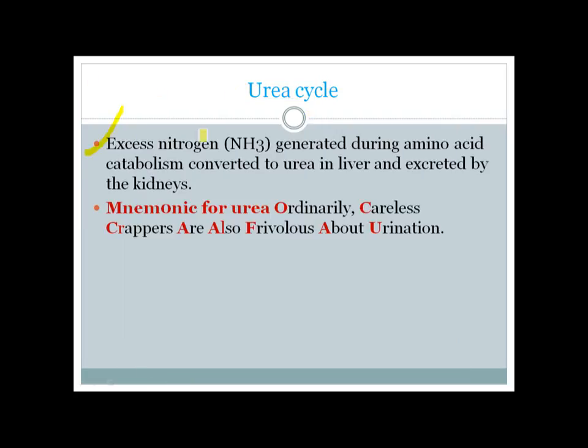So the urea cycle is a process where the excess nitrogen generated during amino acid catabolism is converted to urea in the liver and excreted by the kidneys. And the mnemonic for the urea cycle is: Ordinarily Careless Crappers Are Also Frivolous About Urination. So as you can see here, each first letter suggests the names of the structures in the urea cycle. So O for ornithine, C for carbamyl phosphate, another C for citrulline, A for aspartate, A for argininosuccinate, F for fumarate, A for arginine, and U for urea.